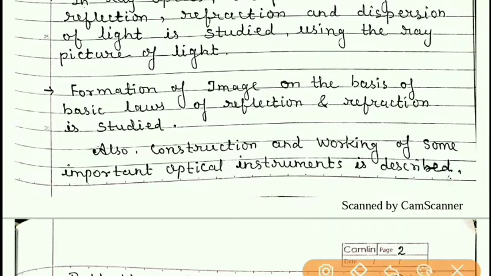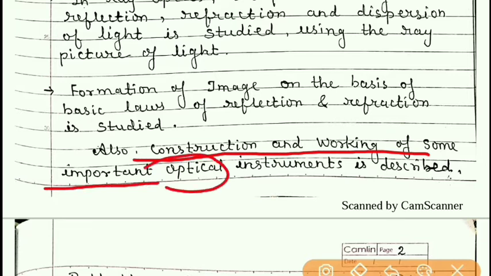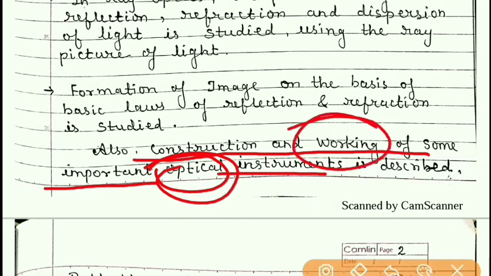Also, we will study the construction and working of some important optical instruments in this chapter. Students, optical instruments means microscope, telescope, binoculars, etc. Even the human eye is a natural optical instrument. So we will study the working of such instruments also.